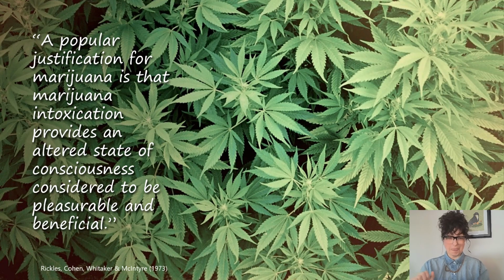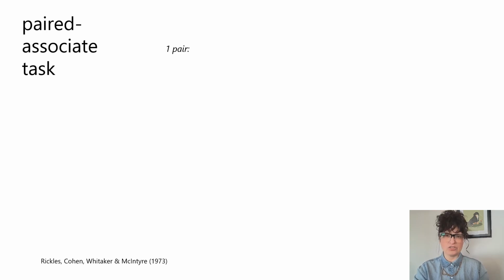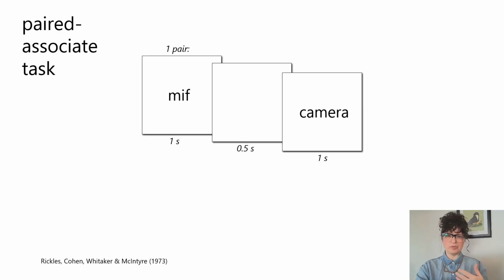So, a popular justification for marijuana is that marijuana intoxication provides an altered state of consciousness considered to be pleasurable and beneficial, quote unquote. So Rickles et al. actually wanted to understand the impact of consuming cannabis on these sort of memory processes. So they did a paired associates task. So nonsense syllables that were paired together. Participants would learn the pair. So myth would be paired with camera. And the nonsense syllable became the cue. The target was the English word.